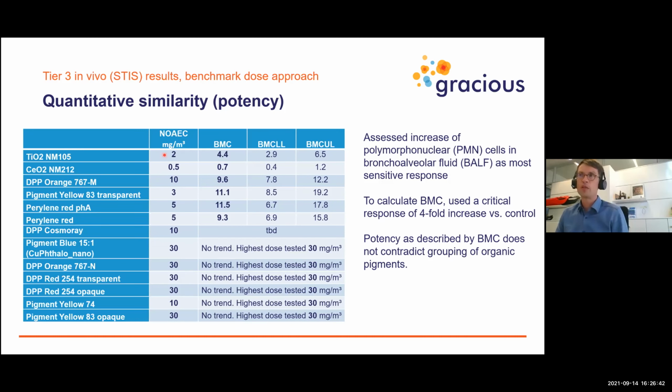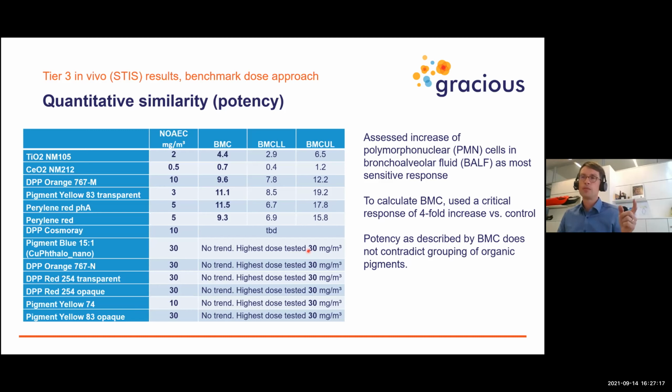So the potency of materials analyzed by different approaches. You have the NOAC here, and then Lan performed a benchmark concentration approach where titania and ceria range a bit lower than the pigments where we have the dose response and we analyze the BMC. For the other materials here, we have a NOAC that coincides with the highest dose tested.